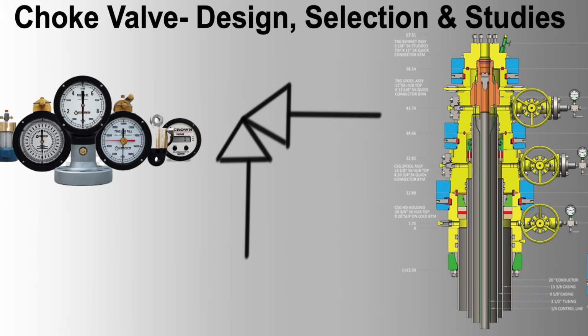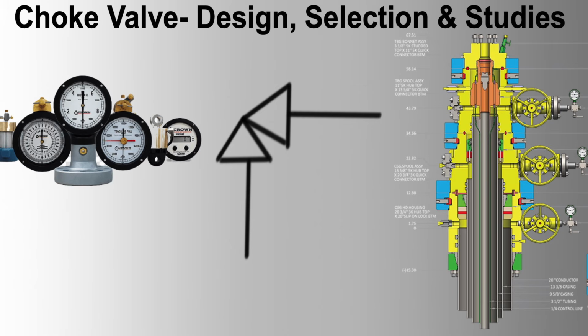2. Bonnet. Design should provide a tight seal to prevent leaks. Bonnet types include bolted, welded, or pressure seal bonnets. Materials: similar to the body, materials should resist corrosion and withstand operating conditions. Ease of maintenance: designed for easy removal and reinstallation to facilitate maintenance.